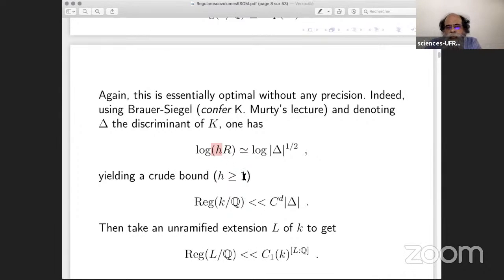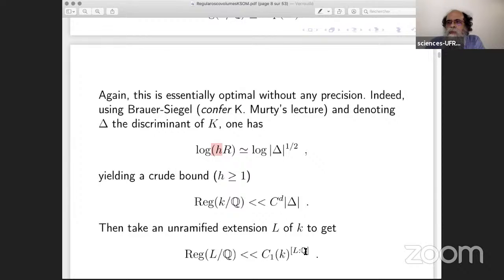You just take h, say that h is at least 1, and it tells you that the regulator for large enough d's and large enough discriminants will be less than constant to the power d times delta. Okay. And then you take an unramified extension L of k, so that the discriminant grows like a power of the given discriminant by the relative degree. Okay. And that gives you that the regulator of L is less than some constant, depending now only on the base field k, to the power degree of L over q.